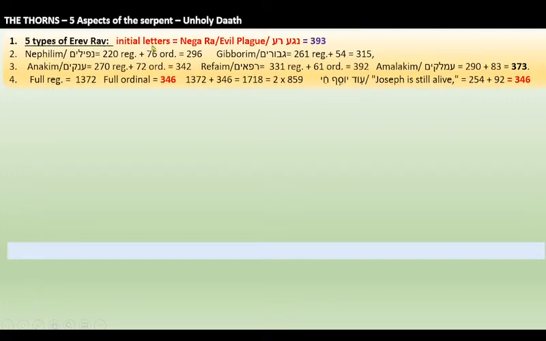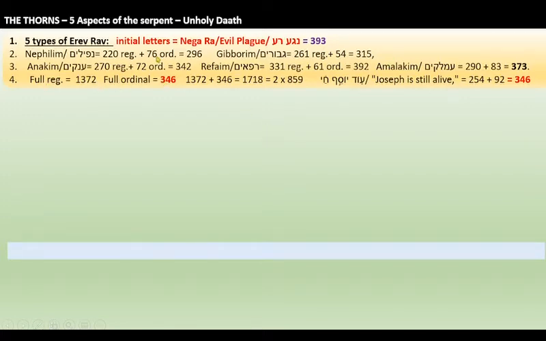So you've got the five types of Erev Rav. The initial letters spell Negara, evil plague, like coronavirus. It comes to 393, which is exactly the same as the regular Northern Lev. Shiloh is the name of Mashiach. Okay, so these are the five types: Nephilim, Gibberim, Anakim, Rephaim, Amalekim.